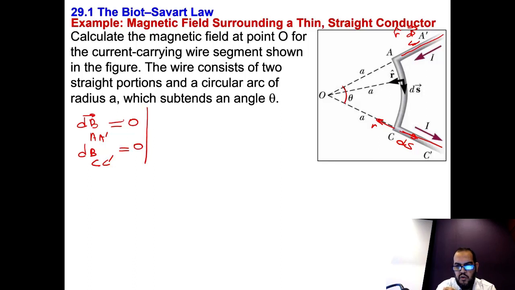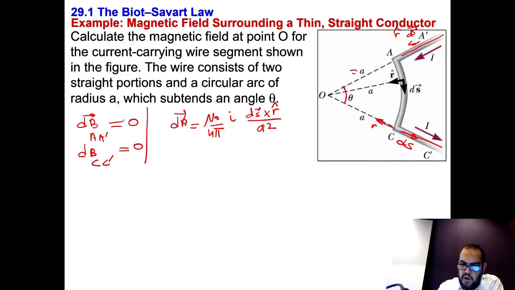Okay, so let's do the magnetic field due to the circular element. So dB is going to be mu 0 over 4 pi I ds crossed with the unit vector r, divided by r squared. Notice r is called a here, so this is a squared.